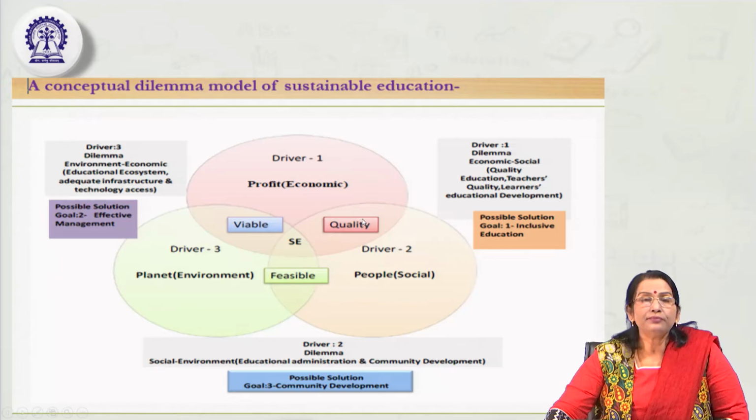Okay. So, for example, it is a dilemma triangle. In the dilemma triangle, what could be the possible confusions, conflicts and dilemmas? Let us see driver 1 and driver 2. What would be the dilemma in this case? Driver 1 is economic and driver 2 is social. So, what would be the economic and social dilemma?